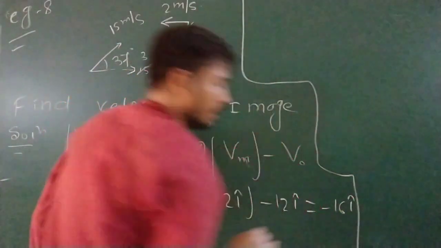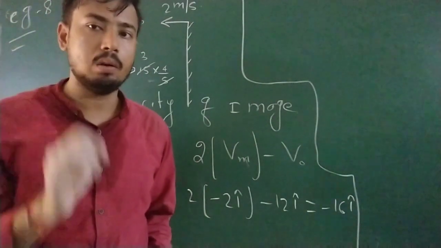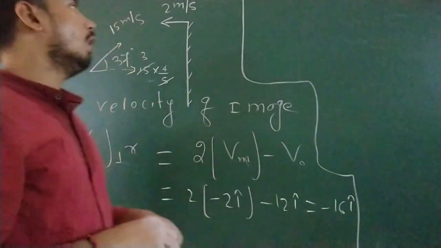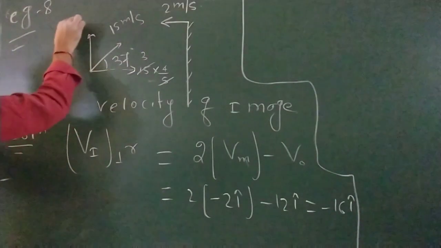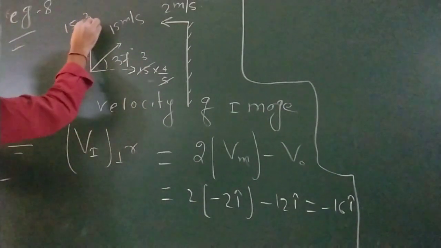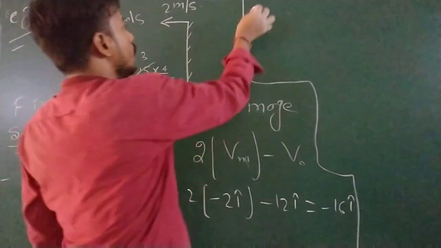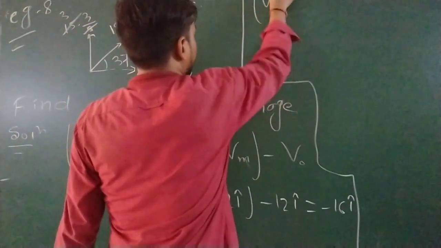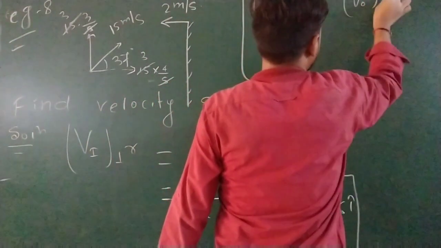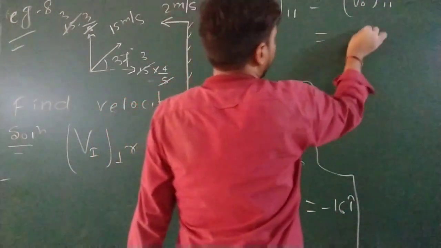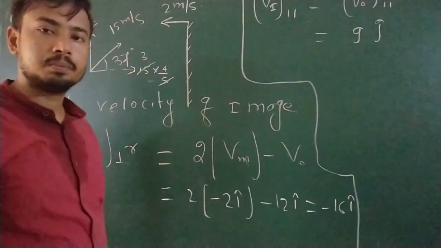But again I am telling you, this is not your answer, because you have calculated velocity along only one direction, along the perpendicular. Now we have to calculate along the parallel direction. So take the other component, 15 sin 37. Sin 37 is 3 by 5, so this becomes 9. Velocity of image parallel is equal to velocity of object parallel. So this becomes 9j cap.